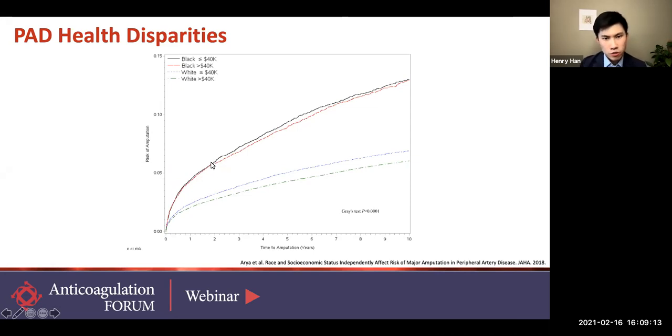You'll notice that these 2 lines that are represented by black and red are the Black or African-American patients, and then the blue and green lines are represented by white patients. Over time, which is the x-axis, you can see that at every single time point, there is a much higher risk, almost more than 2-fold risk of amputation amongst Black or African-American patients as compared to white patients. And this holds true regardless of socioeconomic status, whether they made more than $40,000 as household income or less than $40,000. So certainly something that we really need to stay cognizant about, since this is an at-risk population.